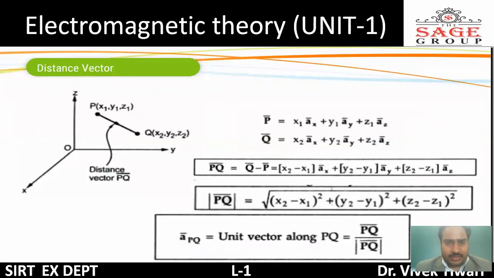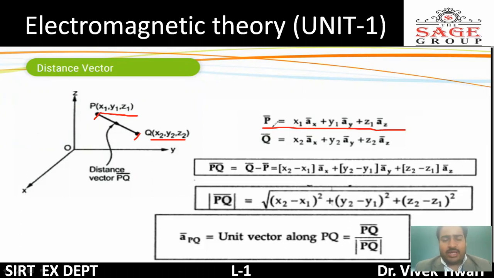Next one is the distance vector. After position, we will discuss the distance vector. Suppose we have a point P and another point Q. For point P we are given the magnitudes along the individual axes, that is x1, y1, z1. Also for Q we are given x2, y2, z2. These are the distances in the x direction, y direction and z direction of point Q. So we can represent this by its vector.